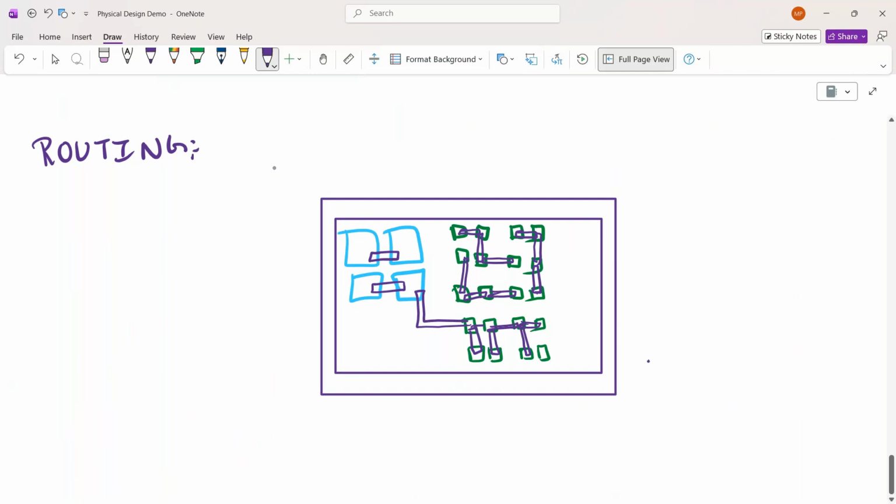Meanwhile, after each and every step, we are also checking and fixing the timing. After routing also, because now a lot of connections are there. Power is connected, the clock is connected, normal signal is connected. So there may be a lot of DRC issues and such things. We keep on fixing them. Those are really important.